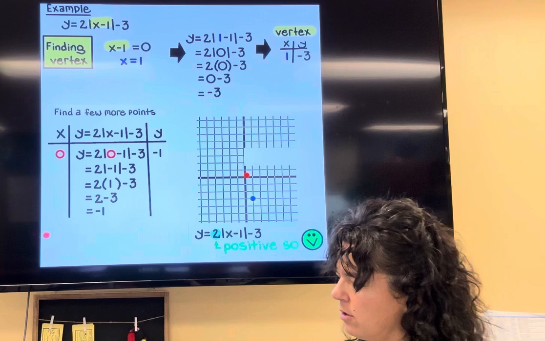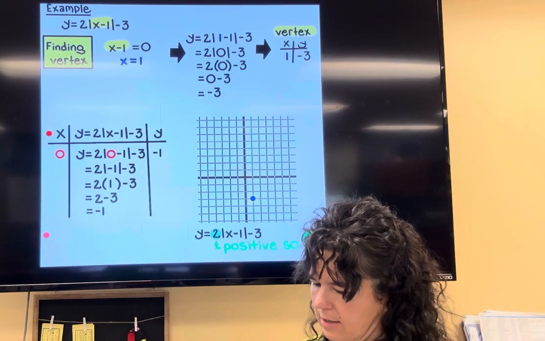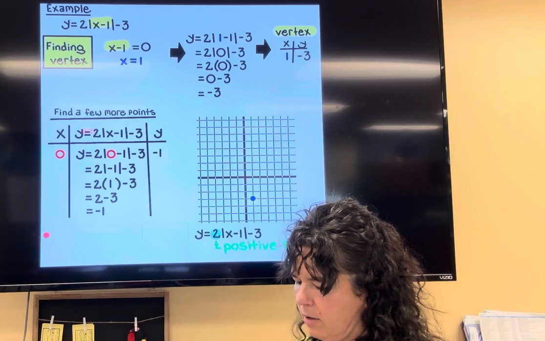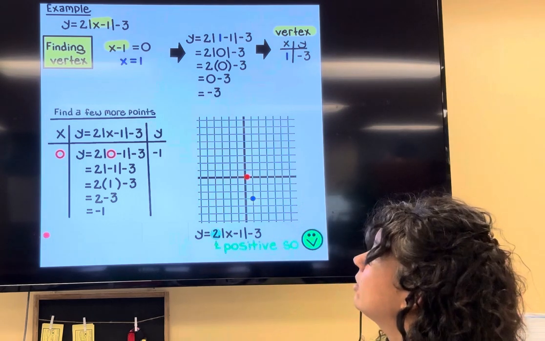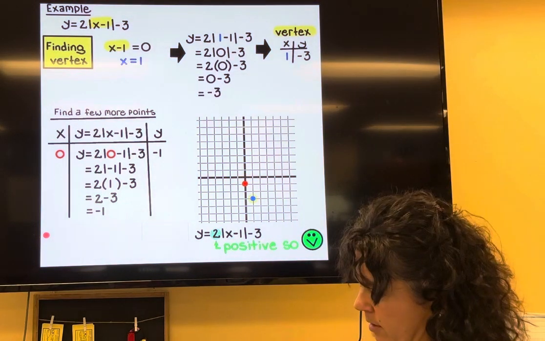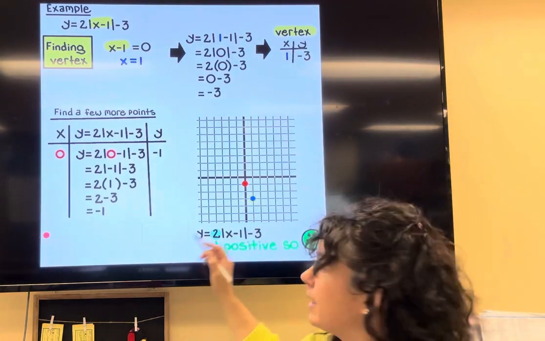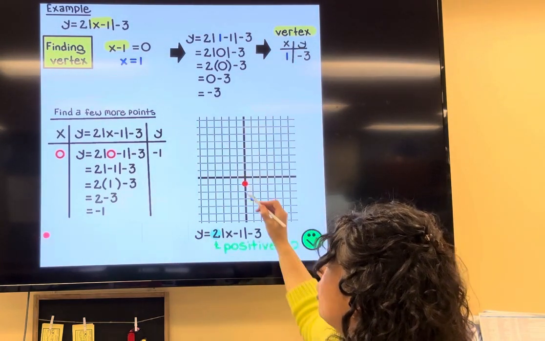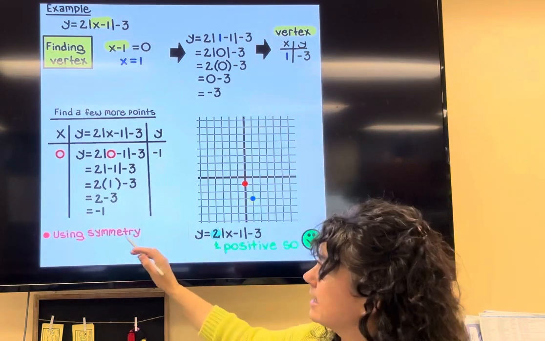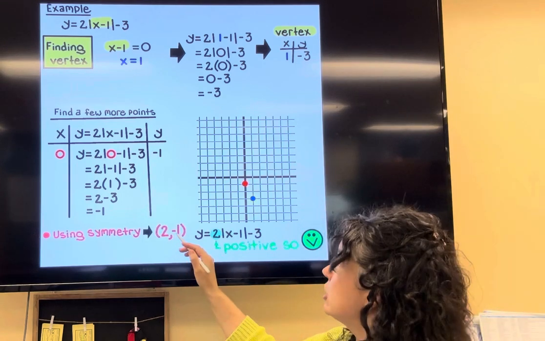Okay, so 0, whoops, my bad, undo. This is just saying find a few more points here. All right, so if I plot the point 0, negative 1, so right or left 0, down 1, I've got another point. Again, this is going to be a V opening up. So if I have a V opening up, what I can do to find another point is use some symmetry. And the symmetry is going to take me to 2, negative 1.